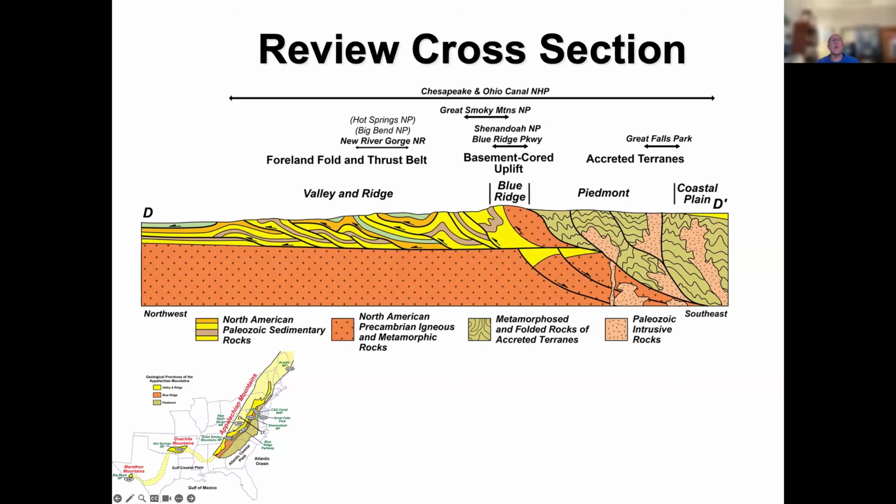So if you're at Great Falls, you're in a Piedmont area, and there are lots of those come-from-away terranes there. But if you're all the way out where my family lives in the New River Gorge area, you're way out in that fold and thrust belt.